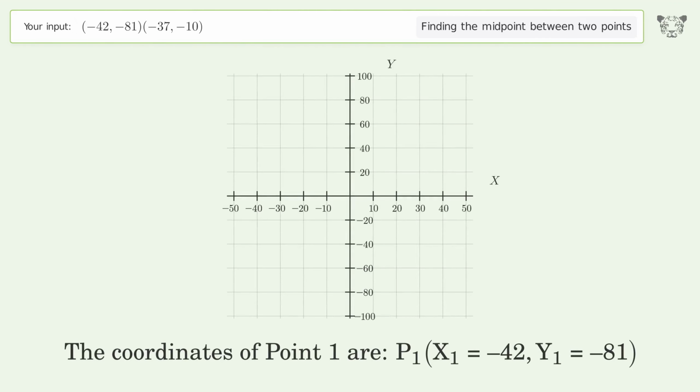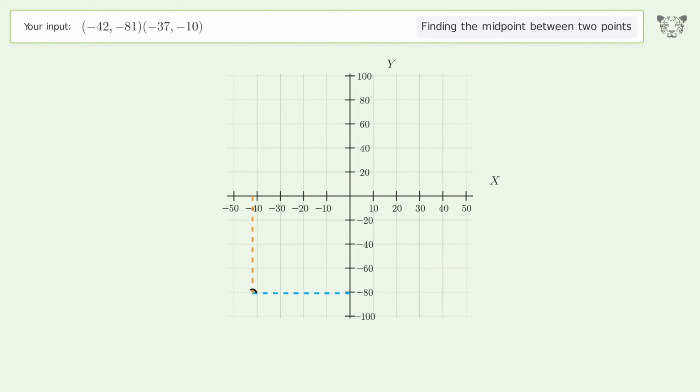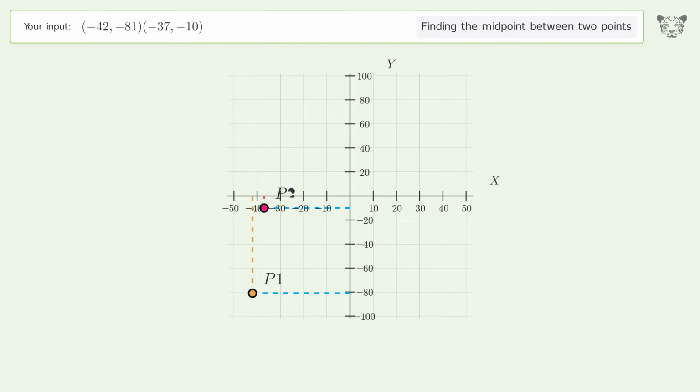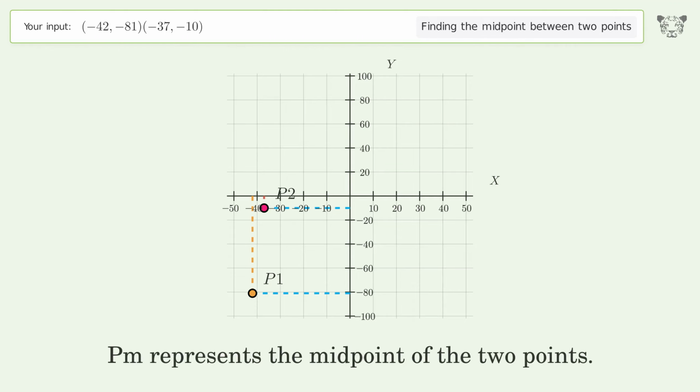The coordinates of point 1 are, x1 equals -42, y1 equals -81. The coordinates of point 2 are, x2 equals -37, y2 equals -10. PM represents the midpoint of the 2 points.